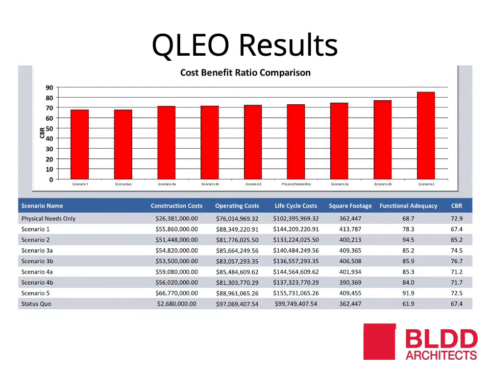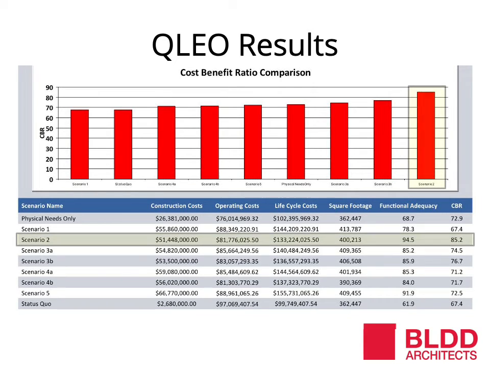Shown here is the QLEO analysis for the top 6 scenarios that have been studied. Status quo, which only involved completing urgent physical needs, was included to ensure a baseline or do-nothing scenario was able to be referenced. Looking at the QLEO results, the two-building solution, scenario 2, performs the best among the solutions studied. Besides the status quo, or scenario 0, this scenario carries the lowest first cost of the various options.